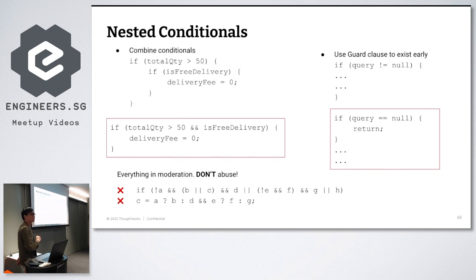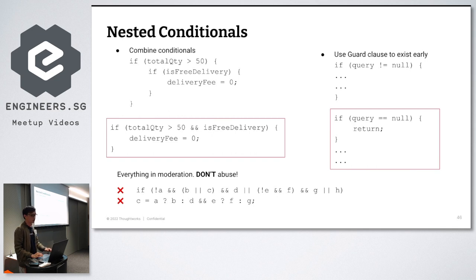And just be aware that everything must be in moderation, don't abuse. Even if we suggest using those kinds of techniques, the below examples are very hard to read. What is this doing? The if statement is like not A and B or C and D. I can hardly differentiate what the output of that one would be. And same for the ternary operator also. This is abusing. We have two levels of ternary operator.